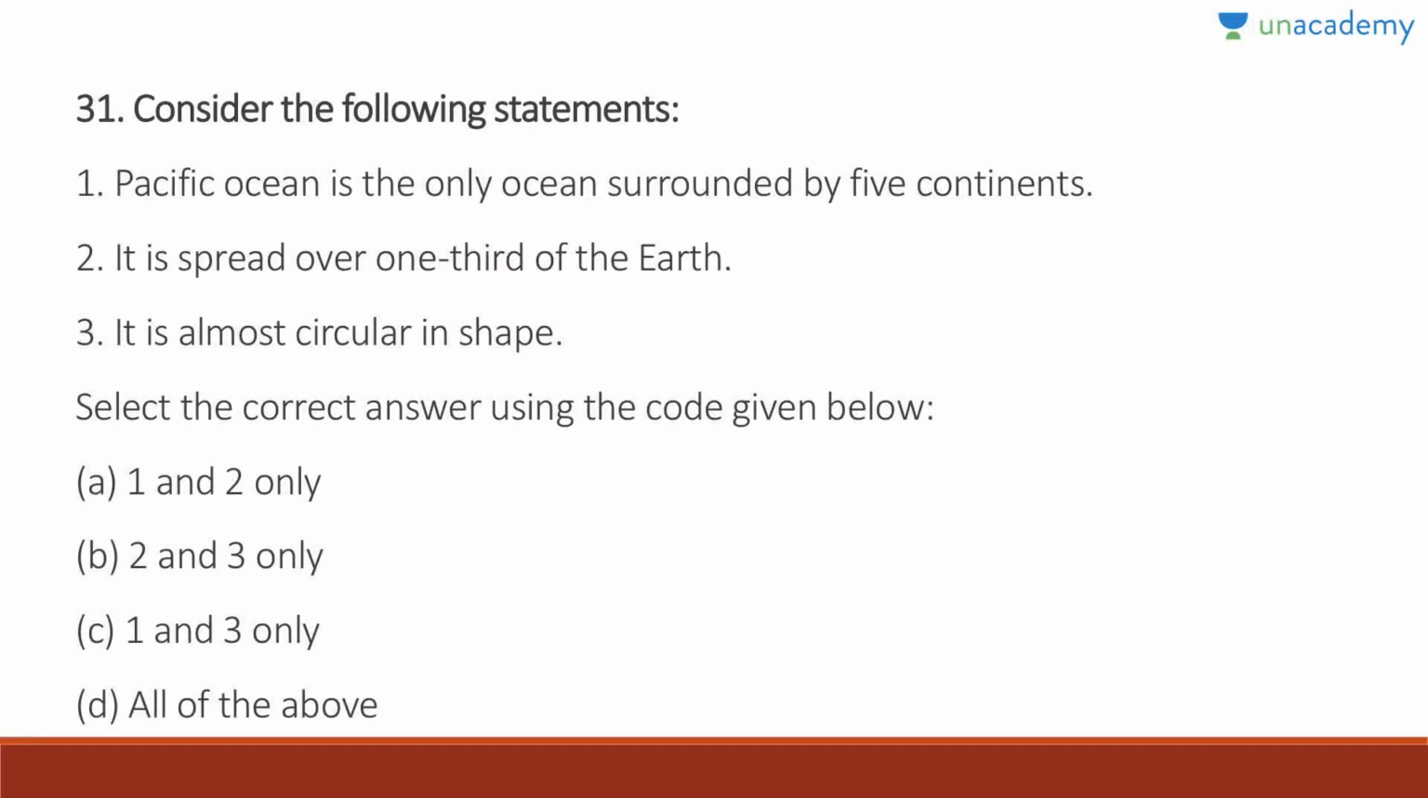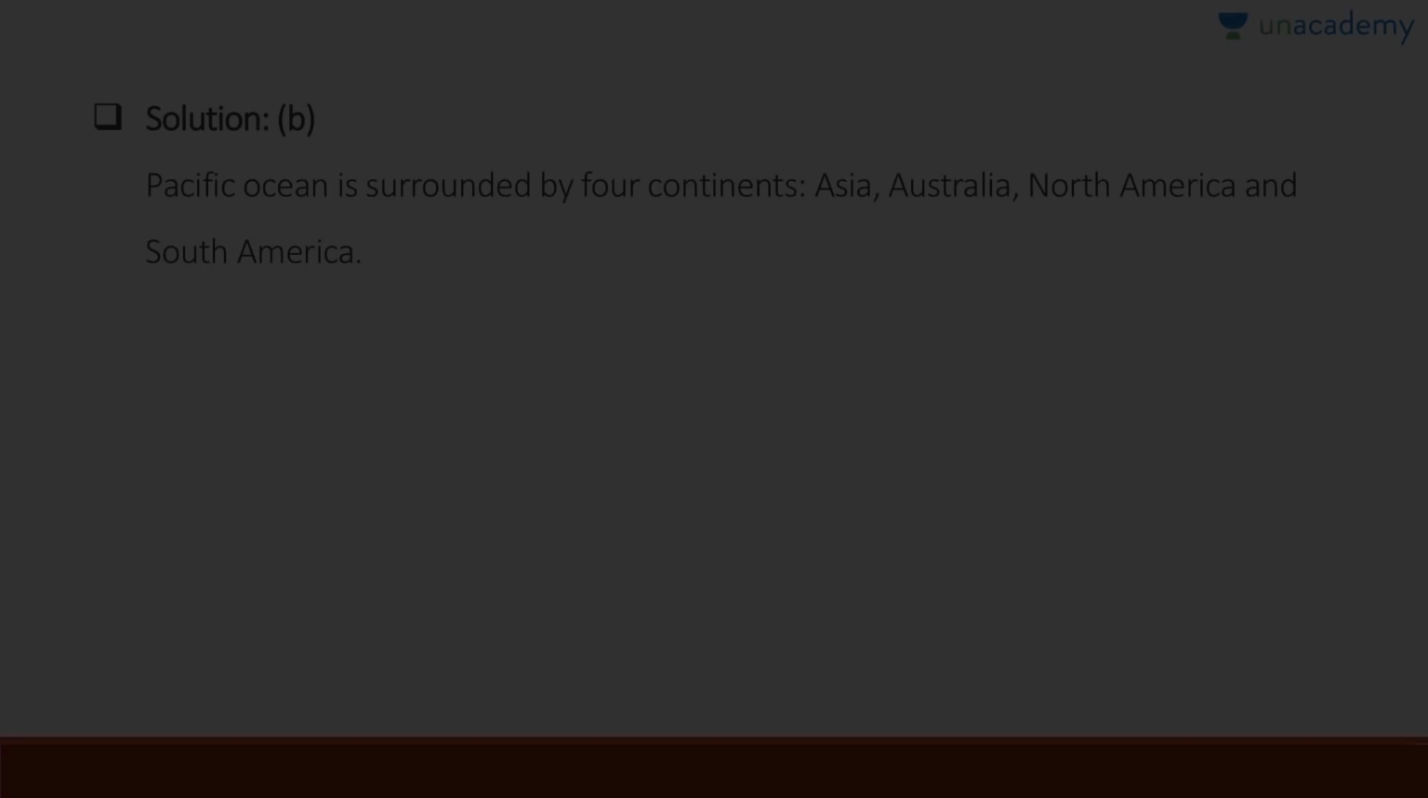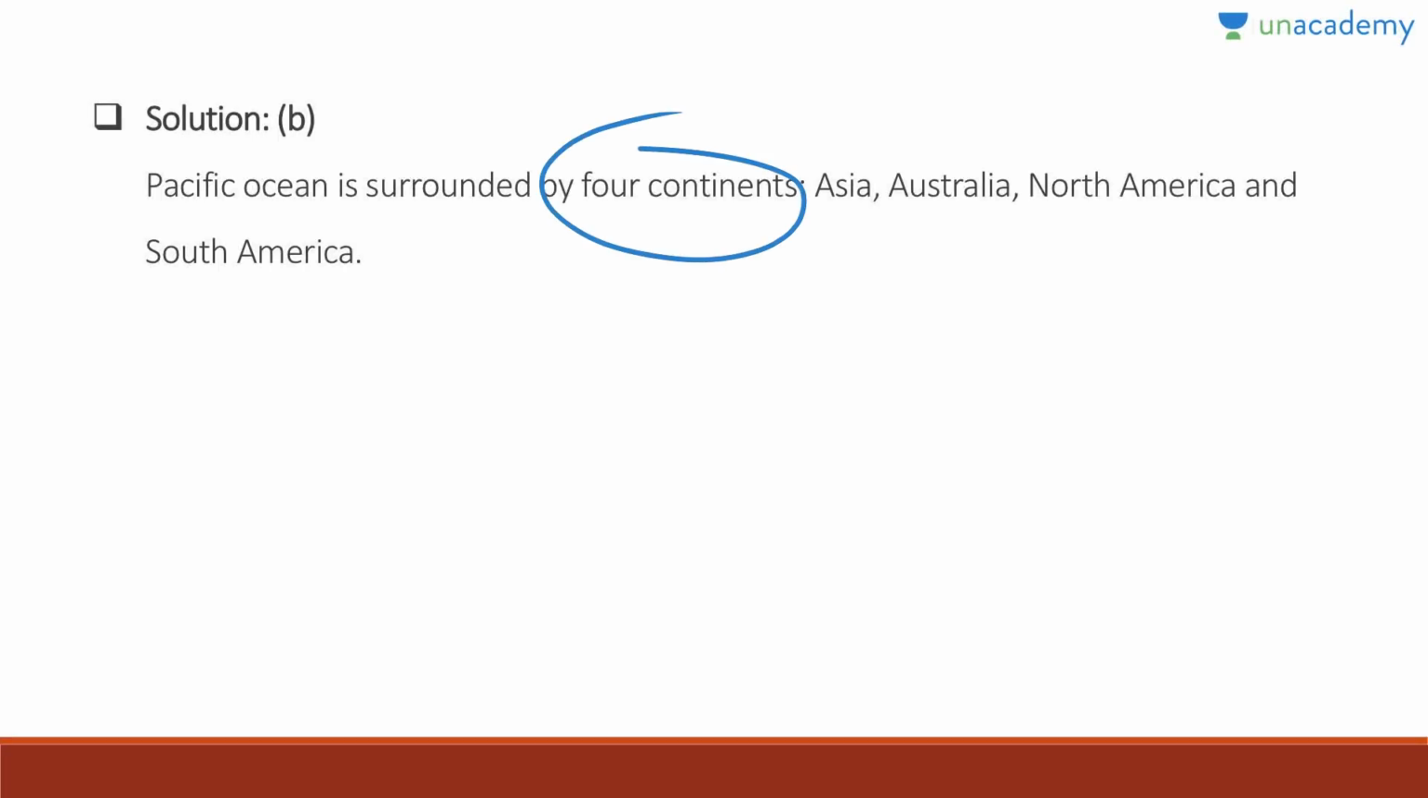Question number 31. Consider the following statements. Pacific Ocean is the only ocean surrounded by 5 continents. This is wrong. It is spread over 1/3 of the earth. This is correct. It is almost circular in shape. This is correct. So answer here is B, 2 and 3. Pacific Ocean is surrounded by 4 continents. One is Asia, then Australia, then North and South America. So answer here is B, 2 and 3. Pacific Ocean is surrounded by 4 continents: Asia, Australia and Americas.